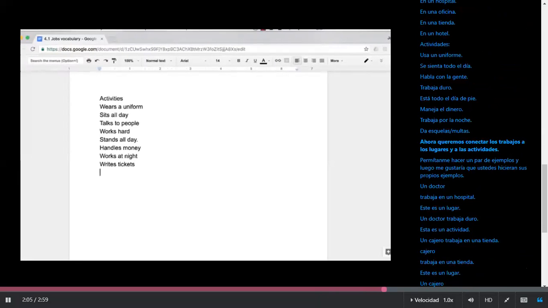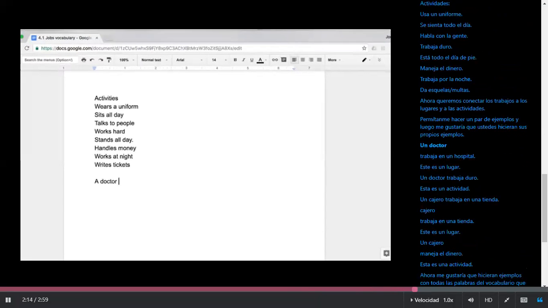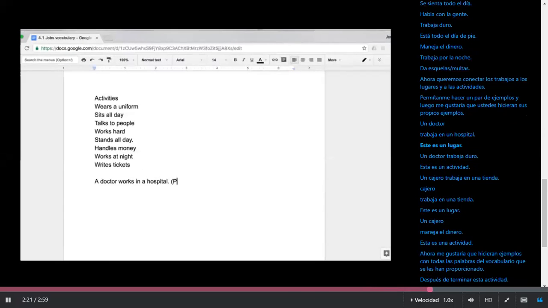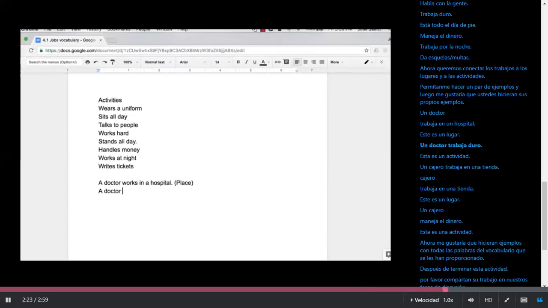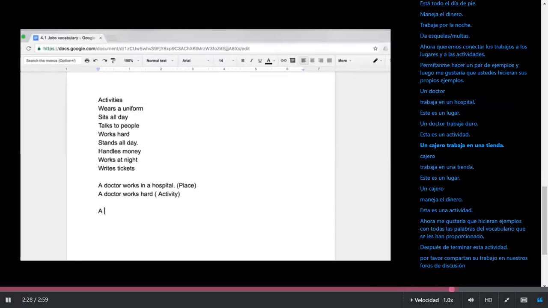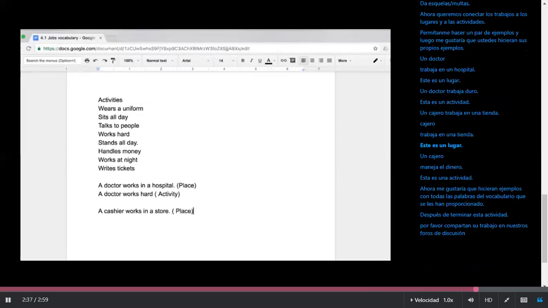Now, we want to connect the job to places and activities. Let me make a couple of examples, and then I would like for you to make your own. A doctor works in a hospital. This is a place. A doctor works hard. This is an activity. A cashier works in a store. This is a place.